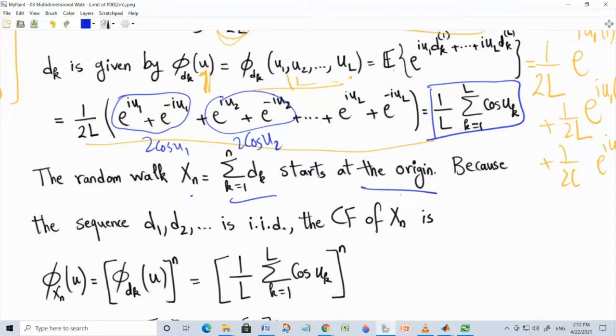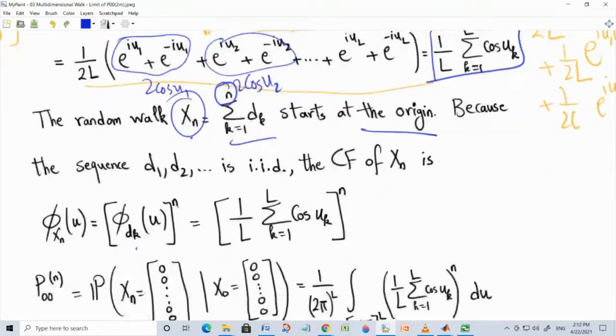As we did previously, we will start at the origin. What is the characteristic function of xn? So xn will be your location in the L-dimensional space. Well, xn is the sum of n IID random vectors in our case, but we still have the same property: the characteristic function of the sum of n IID random vectors is the characteristic function of one of them raised to the power n. And so the characteristic function of xn is this quantity here.